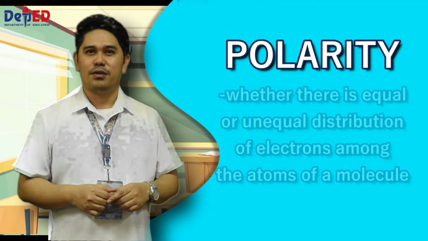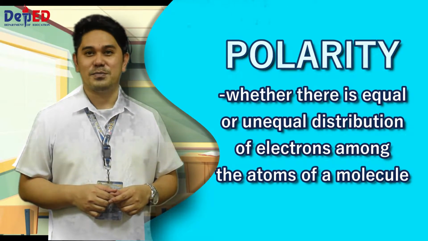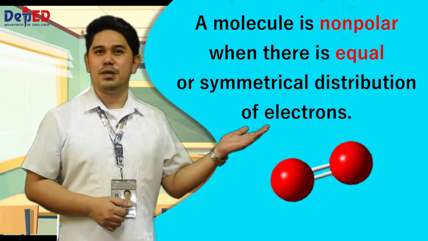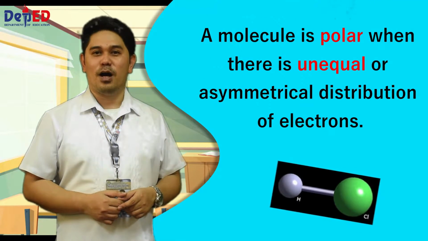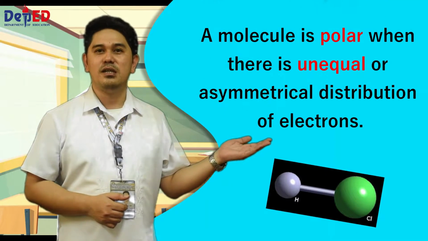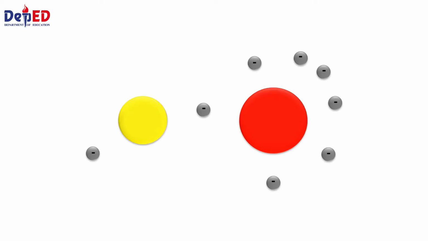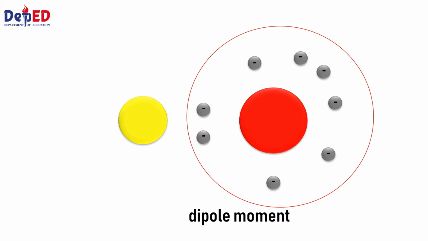Remember, it tells whether there is equal or unequal distribution of electrons among the atoms in a molecule. A molecule is nonpolar when there is equal or symmetrical distribution of electrons. On the other hand, a molecule is polar when there is unequal or asymmetrical distribution of electrons. Unequal distribution of electrons happens when one of the atoms is attracting the electrons more strongly towards itself. It creates a dipole moment, or separation of positive and negative charge.